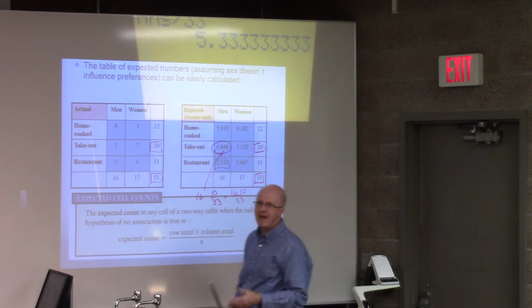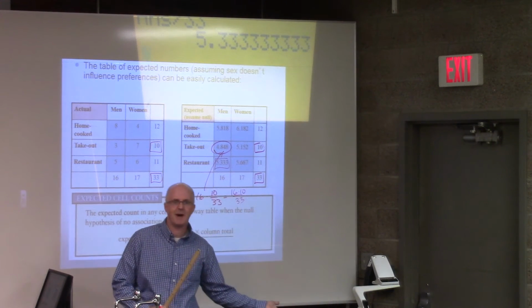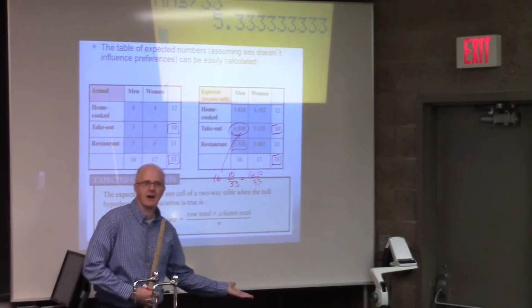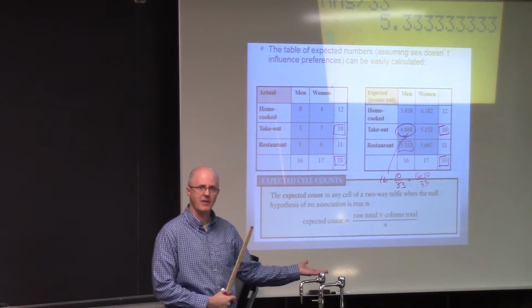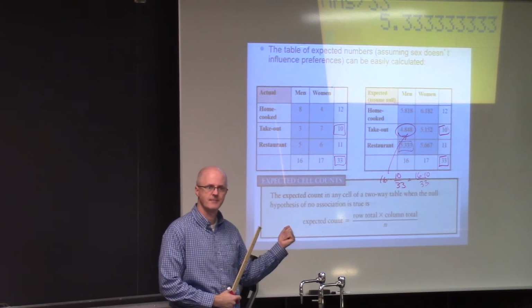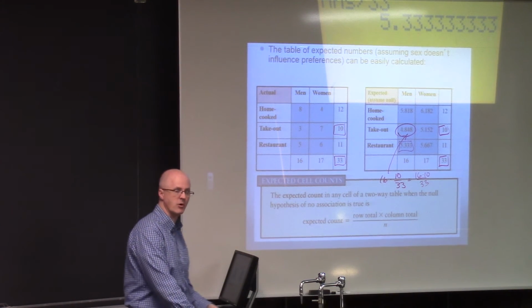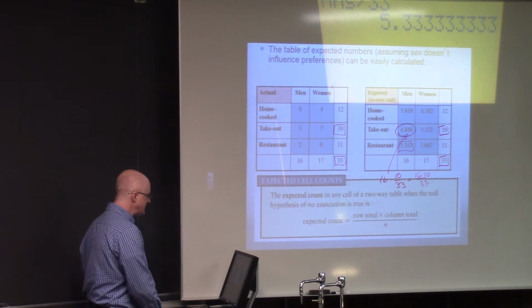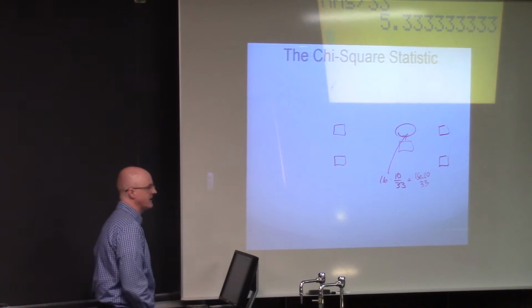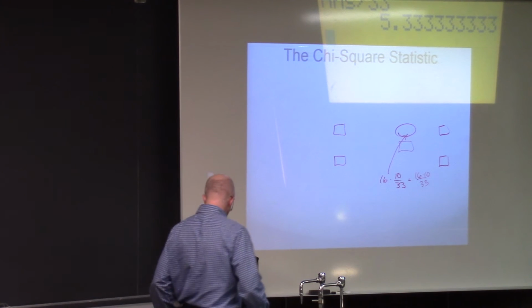That happens a lot in math where you have some formula that you can use without thinking about it just to do the calculation as fast as possible. But I don't want you to forget where that formula comes from in this case. Think about the logic of proportions. Once you've got those expected counts, you can calculate what's called the chi-square statistic.